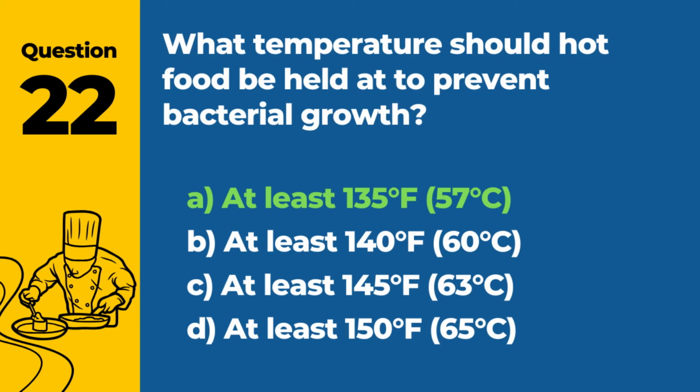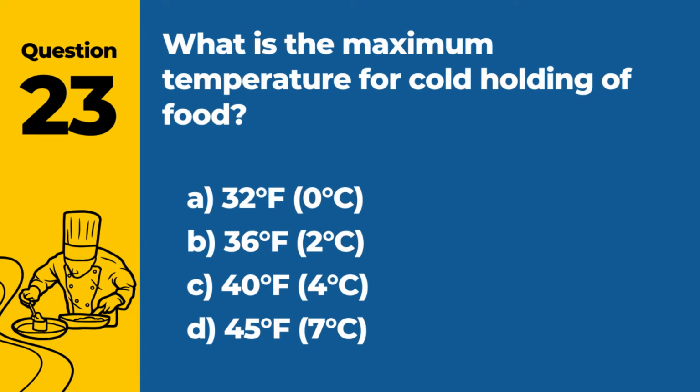Hot food should be held at 135 degrees Fahrenheit, 57 degrees Celsius, or higher to prevent bacterial growth. Question 23. What is the maximum temperature for cold holding of food? A. 32 degrees Fahrenheit, 0 degrees Celsius. B. 36 degrees Fahrenheit, 2 degrees Celsius. C. 40 degrees Fahrenheit, 4 degrees Celsius. D. 45 degrees Fahrenheit, 7 degrees Celsius.